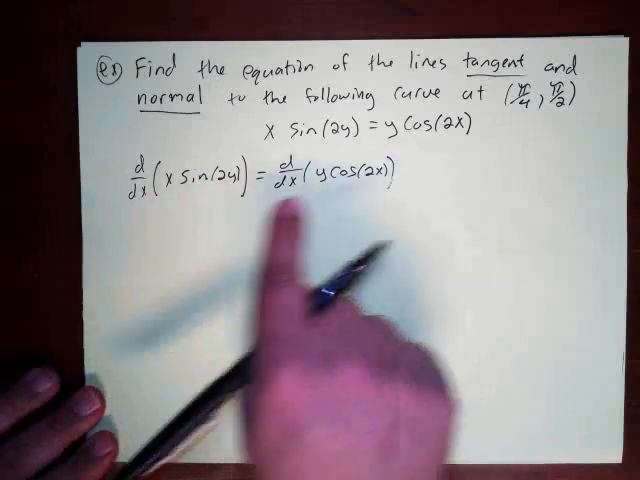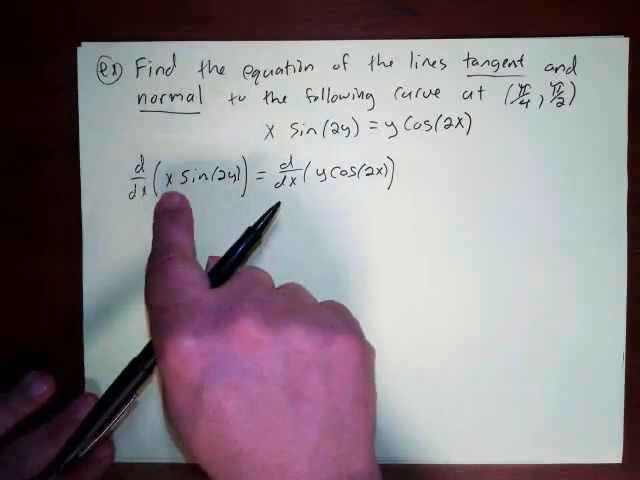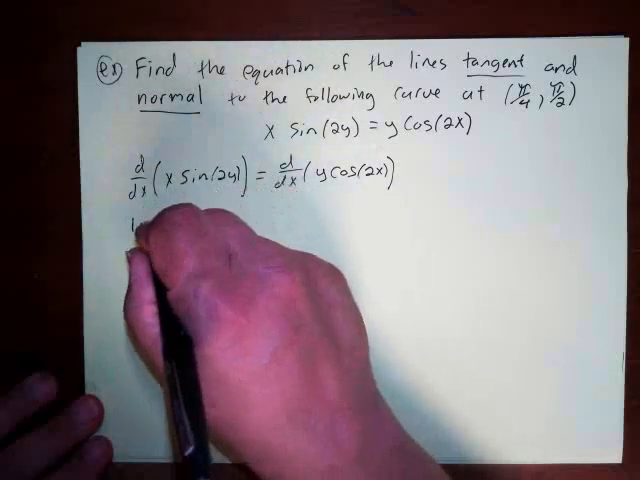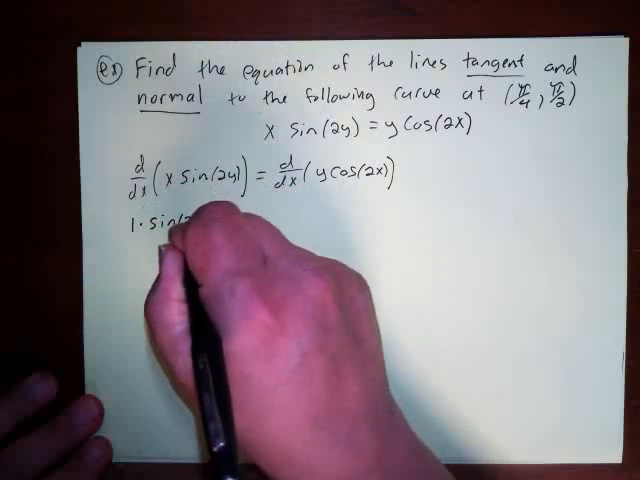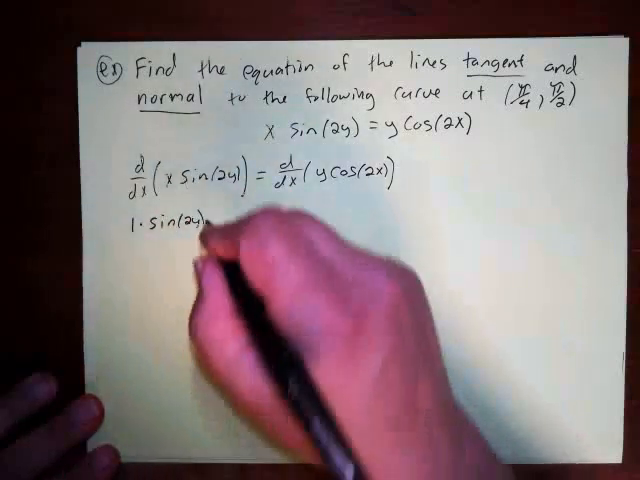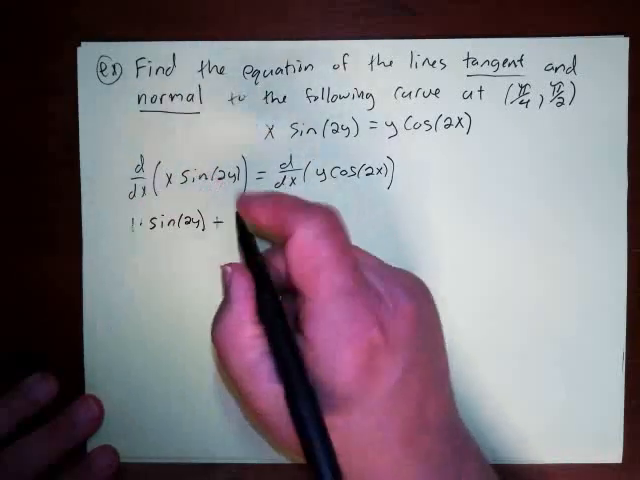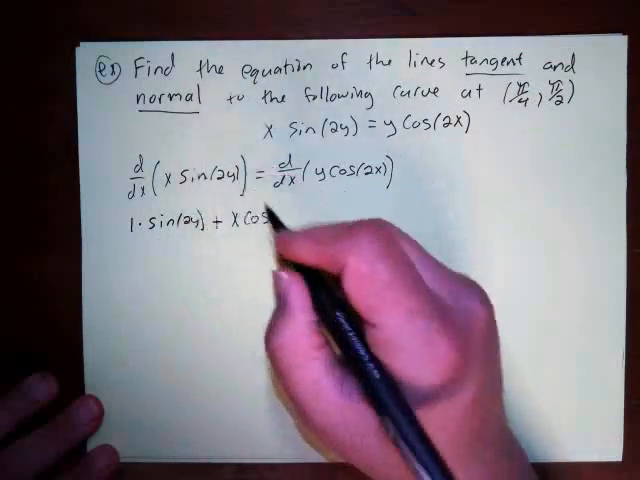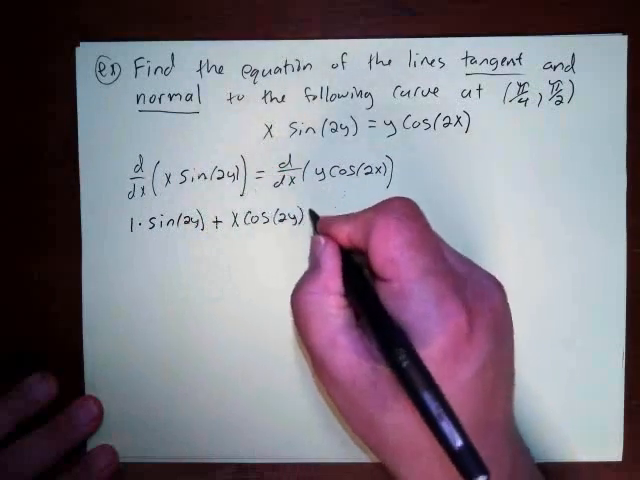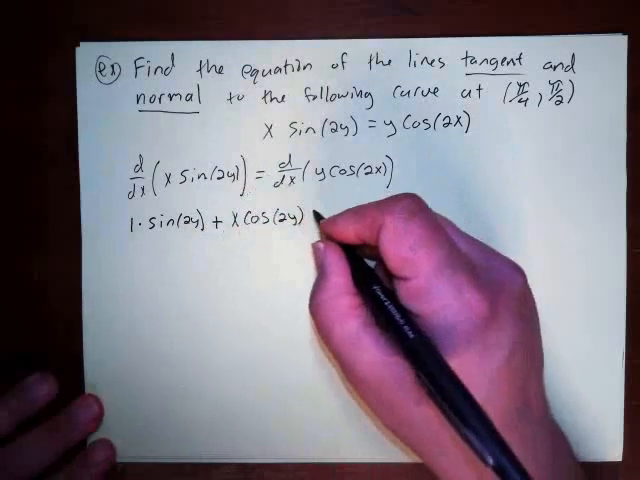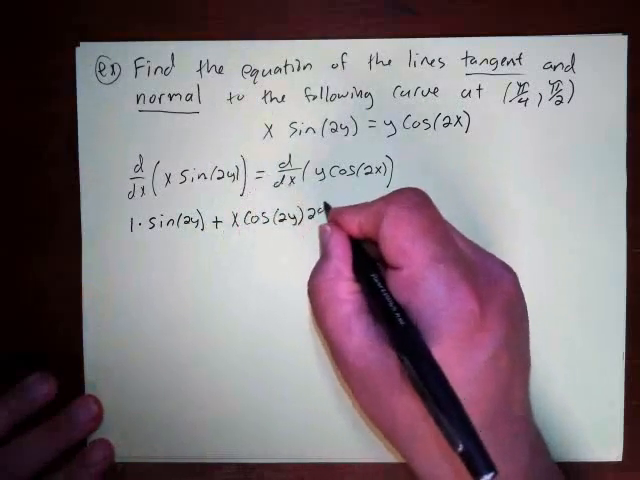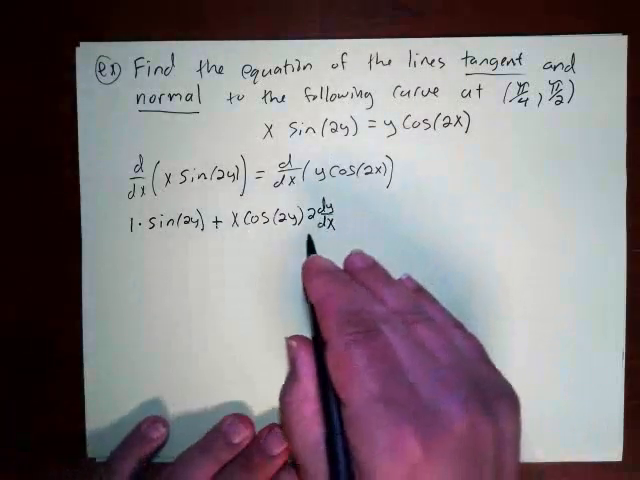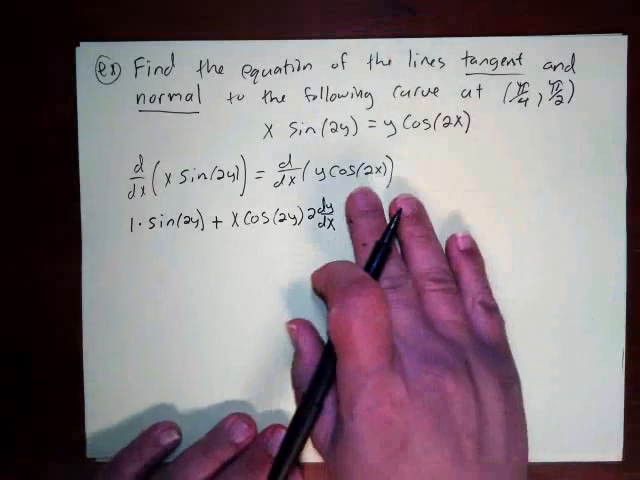So let's do this here. The derivative of the first part is just 1, so it'd be 1 times the second function, plus the first function, which is x, times the derivative of the second function. That'll be the derivative of sine, which is cosine, evaluated at 2y, times the derivative of 2y with respect to x, and that's going to be 2 dy/dx. And it would look like that. And that's using the product rule on this.